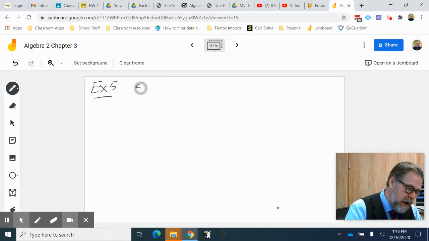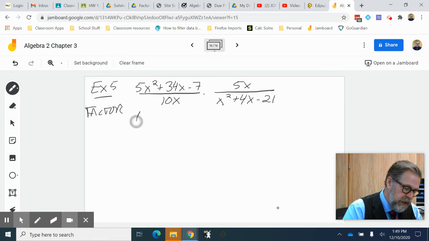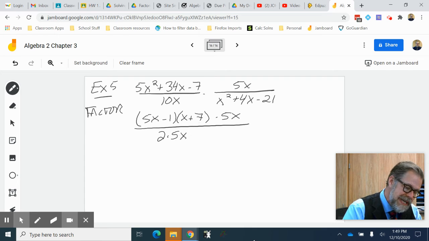I'm going to go to the next page for the new example, because what I'm going to throw at you now is 5x squared plus 34x minus 7 over 10x times 5x over x squared plus 4x minus 21. My first step is to factor everything. This factors as 5x minus 1 times x plus 7. This doesn't factor, it stays 5x. This factors as 2 times 5 times x, and this factors as x plus 7 times x minus 3.